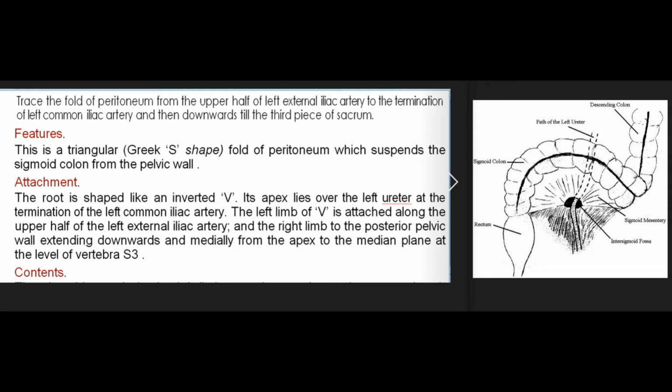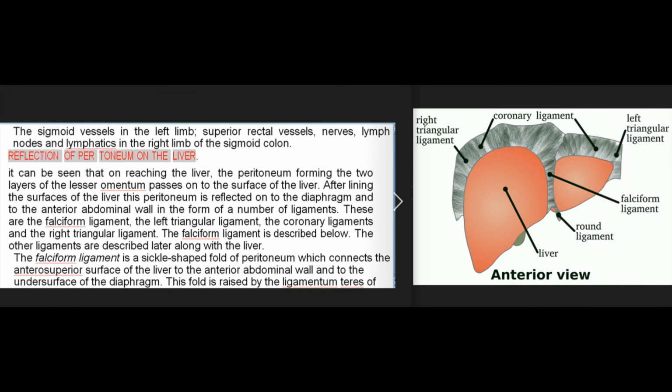Attachment. The root is shaped like an inverted V. Its apex lies over the left ureter at the termination of the left common iliac artery. The left limb of V is attached along the upper half of the left external iliac artery, and the right limb to the posterior pelvic wall extending downwards and medially from the apex to the median plane at the level of vertebra S3. Contents. The sigmoid vessels in the left limb, superior rectal vessels, nerves, lymph nodes, and lymphatics in the right limb of the sigmoid colon.